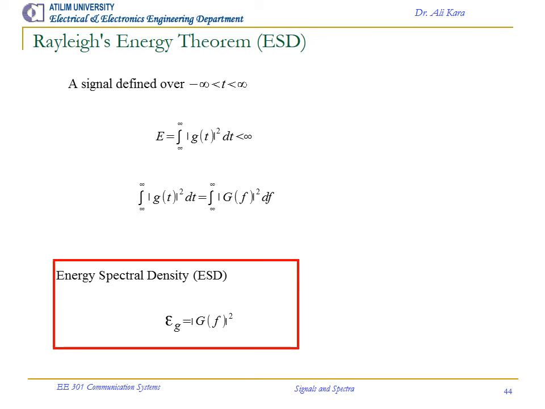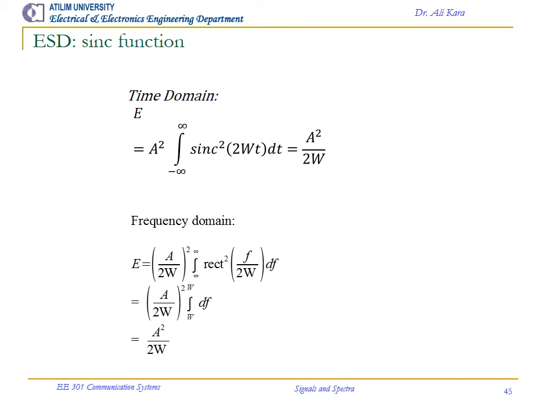The energy spectral density of the signal g of t, epsilon subscript g of f, is equal to the square of the absolute value of capital G of f. The function epsilon sub g of f is a measure of the density of the energy contained in g of t in joules per hertz. ESD, SINC function.